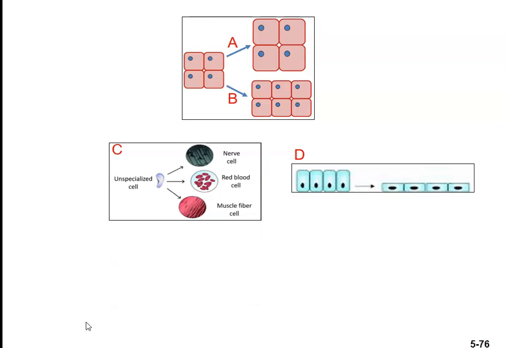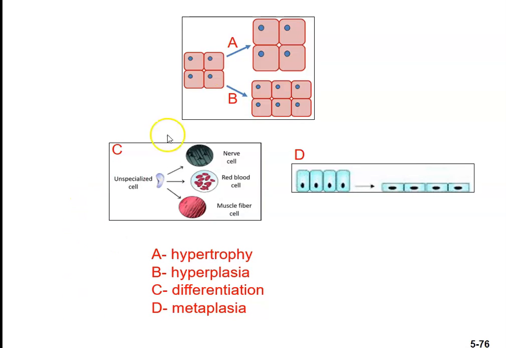The figure here shows you different types of tissue growth. A is increasing of existing cell size, which is hypertrophy. B is increasing of the cell number, which is hyperplasia. C is having functional cells formed from unspecialized cells. D is changing from columnar cell into squamous cell, so this is metaplasia.